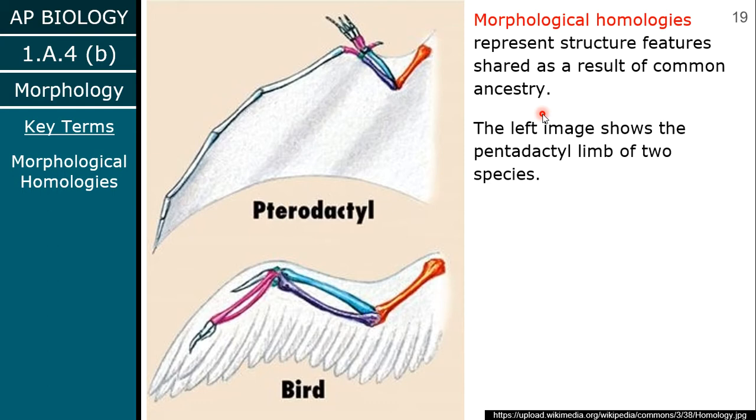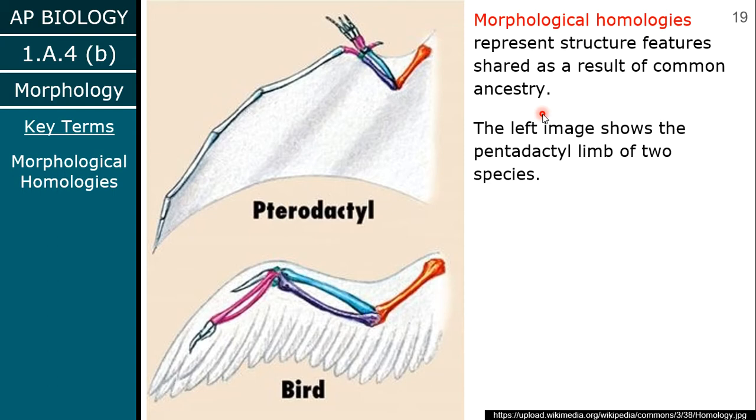So now that we have fossils, we can look at morphological homologies, is what they're called, or homologous structures. So you remember that term homologous from homologous chromosomes, and those are the same term for a reason, and we'll get there. But basically, morphological homologies are structural features that are shared because organisms have common ancestry.